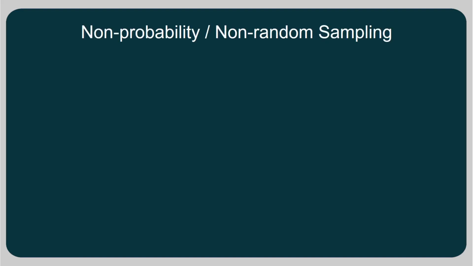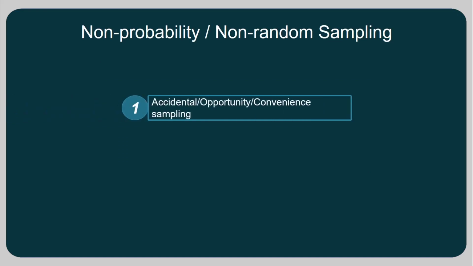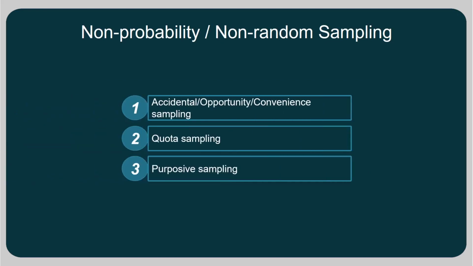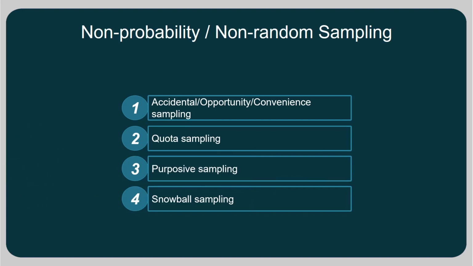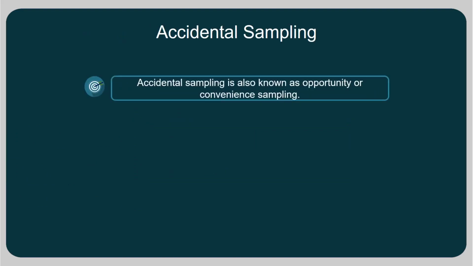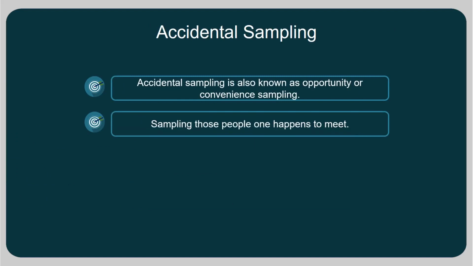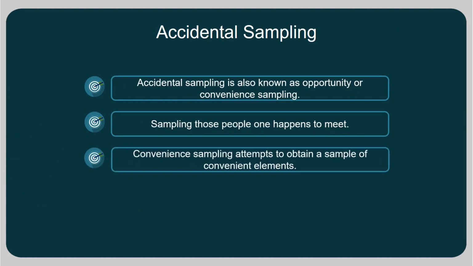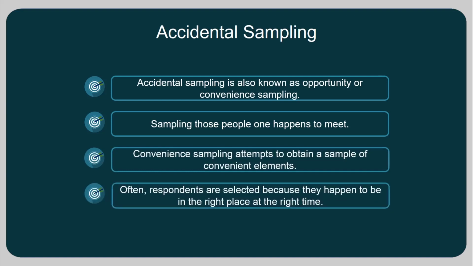Now let us discuss non-probability or non-random sampling techniques. There are 4 types of non-random sampling techniques: accidental sampling, quota sampling, purposive sampling, and snowball sampling. Accidental sampling is also known as opportunity or convenience sampling, sampling those people one happens to meet. Convenience sampling attempts to obtain a sample of convenient elements. Often, respondents are selected because they happen to be in the right place at the right time.